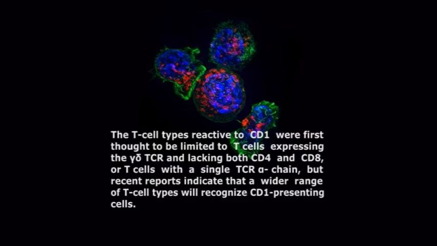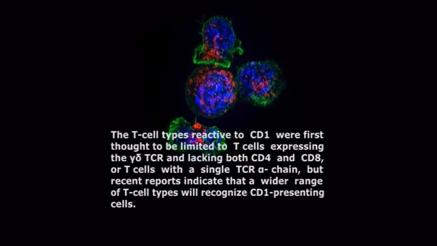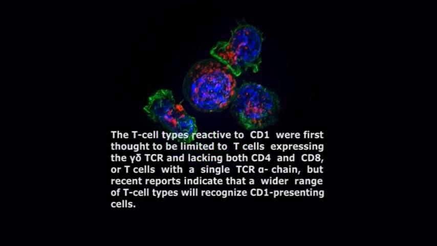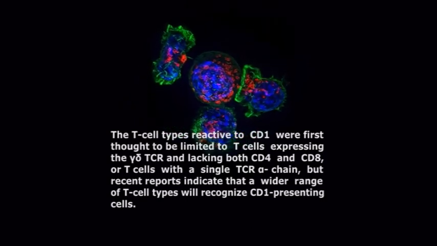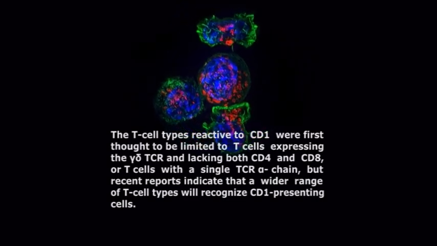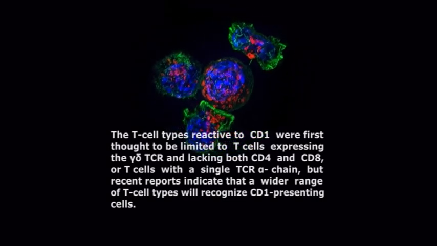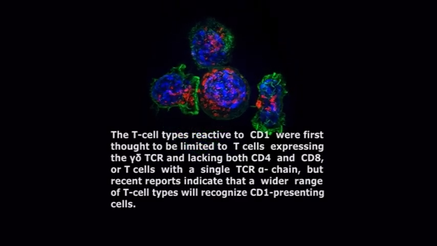The T cell types reactive to CD1 were first thought to be limited to the T cells expressing the gamma delta TCR and lacking both CD4 and CD8, or T cells with a single TCR alpha chain, but recent reports indicate that a wider range of T cell types will recognize CD1 presenting cells.